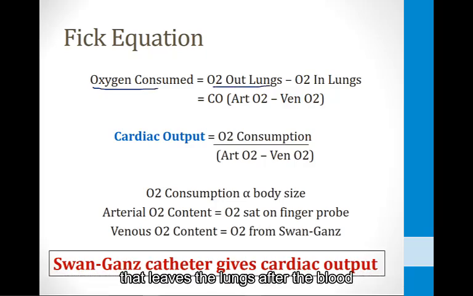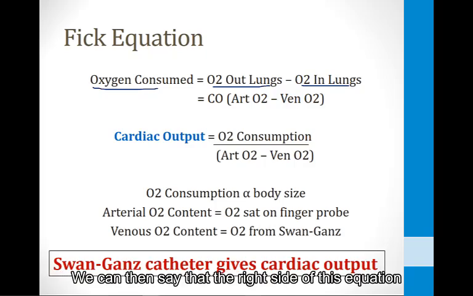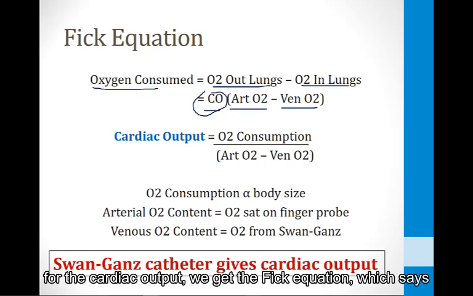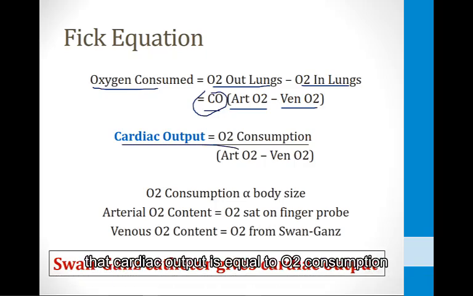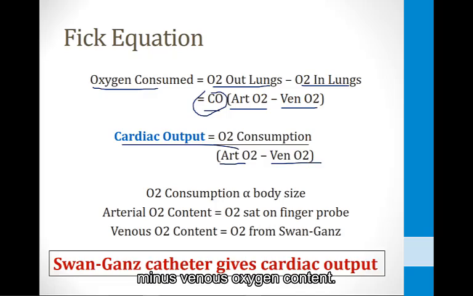The Fick equation is based on the principle that oxygen consumed by the body must equal the oxygen that leaves the lungs after the blood has been fully oxygenated, minus the oxygen returned to the lungs in the venous blood. We can then say that the right side of this equation is also equal to the cardiac output times the arterial oxygen concentration minus the venous oxygen concentration. If we rearrange this equation and solve for the cardiac output, we get the Fick equation, which says that cardiac output is equal to O2 consumption by the body divided by arterial oxygen content minus venous oxygen content.